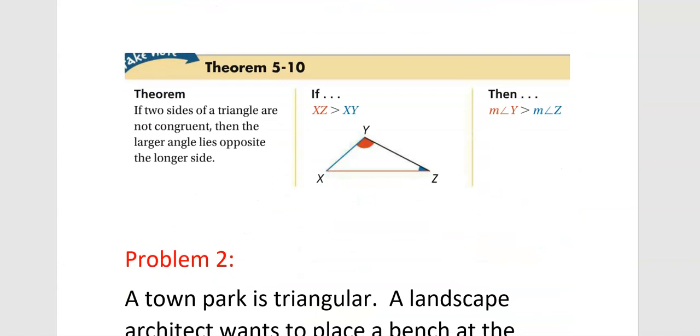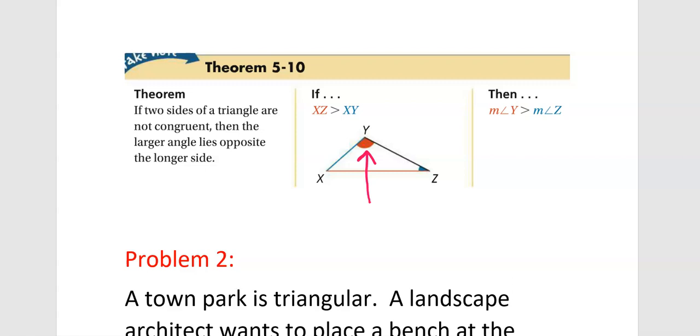Then we hit theorem 5.10. If two sides of a triangle are not congruent, then the larger angle lies opposite the longer side. So they're not congruent. Angles and sides are never the same. It always chooses which one is the biggest. So when you're looking at this one, XZ is the biggest side. It goes with the biggest angle. So it's always opposite the side that goes with it.